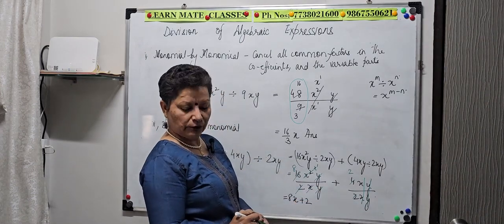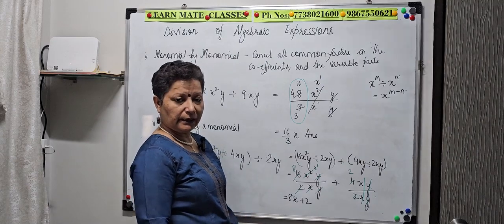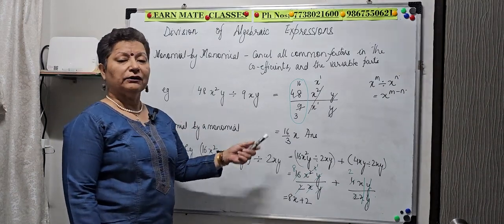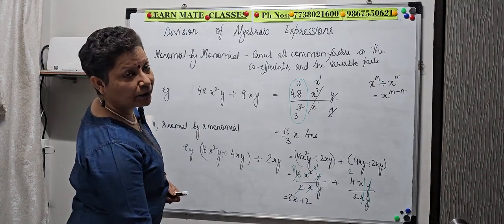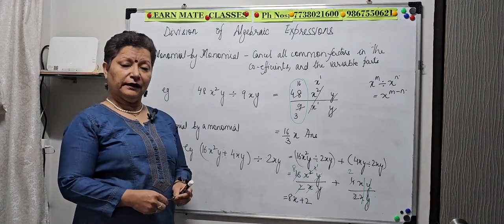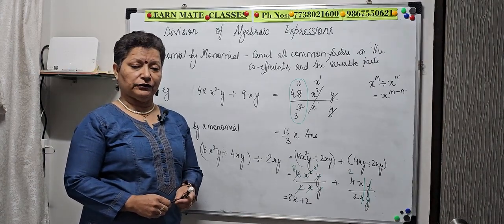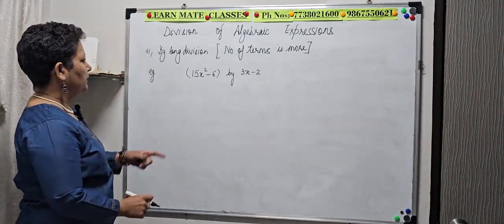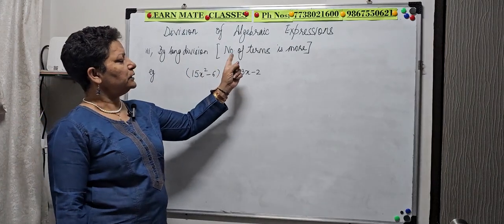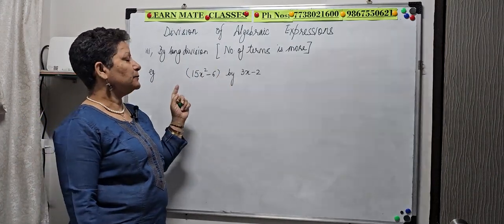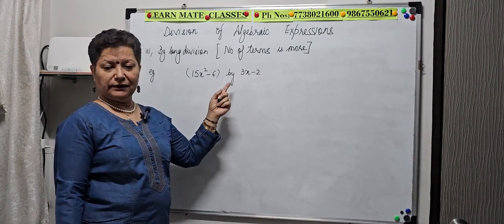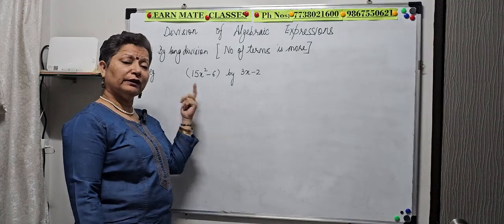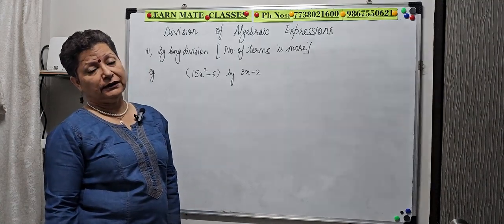Is that okay? So, this is how you're going to be doing a binomial by a monomial, and this again is in the form of a fraction, cancelling all common factors from the numerator and the denominator. Hereafter, we are going to try and approach long division, right? So, the third method, as I was saying, is by long division, and this is used when the number of terms is more. You could be having a binomial in the divisor, you could be having binomial, trinomial, or even something more in your dividend.